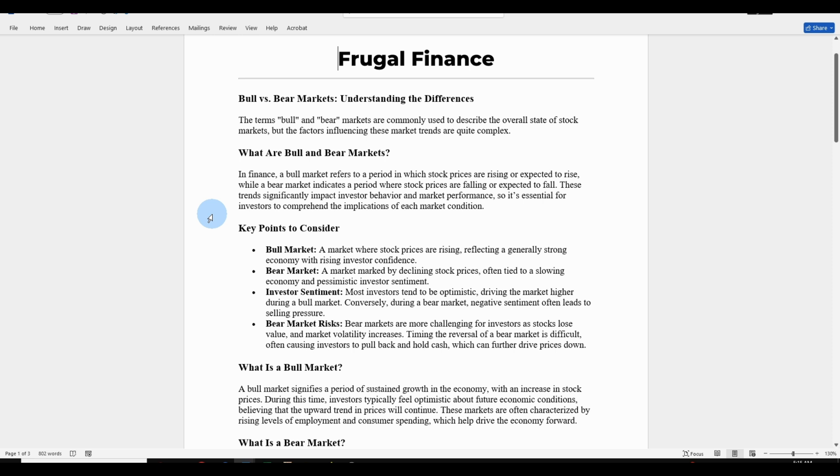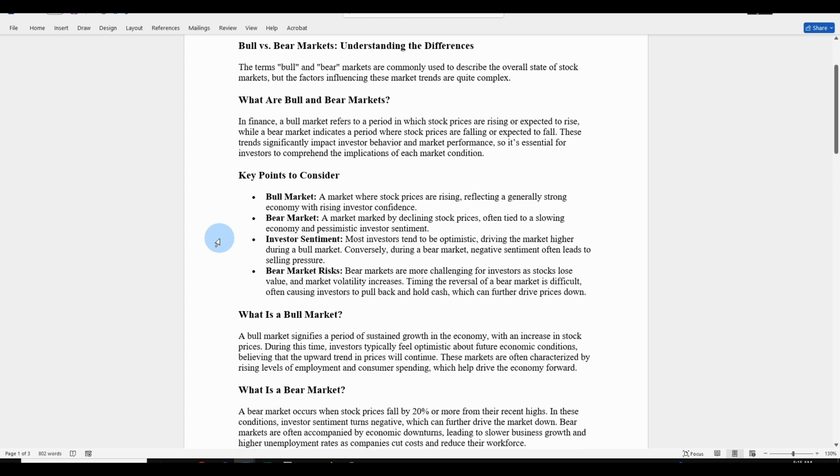These trends significantly impact investors' behavior and market performance, so it's essential for investors to comprehend the implications of each market condition. Key points to consider: Bull market, a market where stock prices are rising, reflecting a generally strong economy with rising investor confidence. Bear market, a market marked by declining stock prices, often tied to a slowing economy and pessimistic investor sentiment. Investor sentiment: most investors tend to be optimistic, driving the market higher during a bull market. Conversely, during a bear market, negative sentiment often leads to selling pressure.